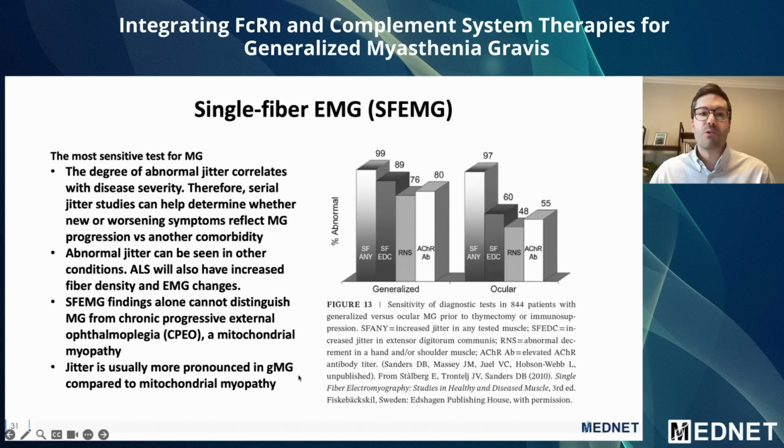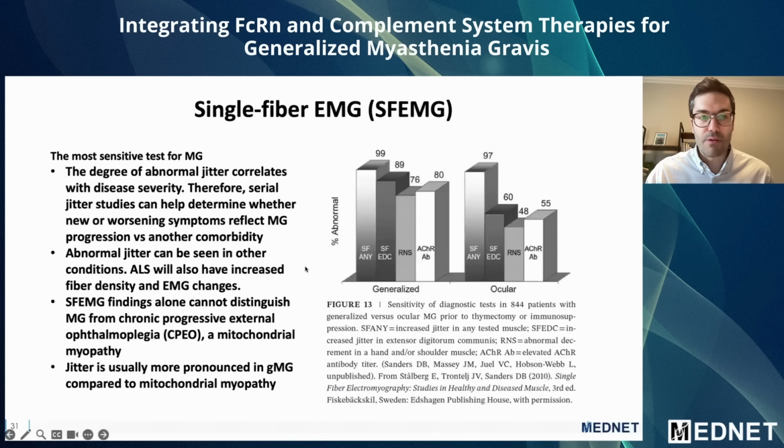So the degree of abnormal jitter correlates with disease severity. This can be very helpful in many different cases. You could consider doing serial jitter studies over time and using that to help determine if the actual disease status is worsening or not. Sometimes things can come up, say a lumbar radiculopathy causing weakness in the legs, and the person or the team may not know if this weakness is due to myasthenia gravis or from another cause. You can do this testing to see where the severity is. Is it worsening, or has it improved on treatment?